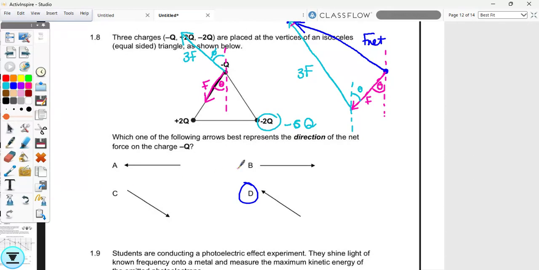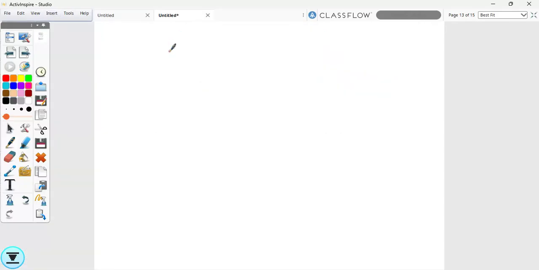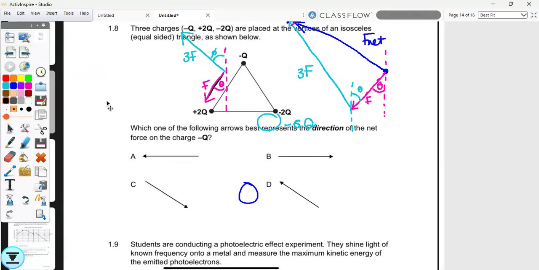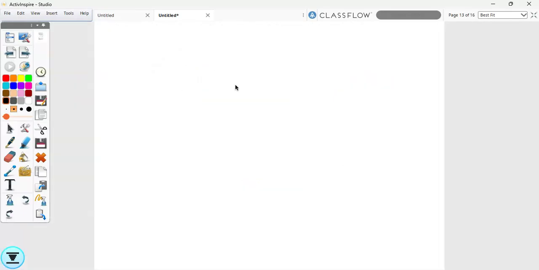Let me see if I can copy the page. Yeah, I can. Oh no, it's not moving the diagram. I thought it was going to move the diagram as well. Oh, it doesn't matter.